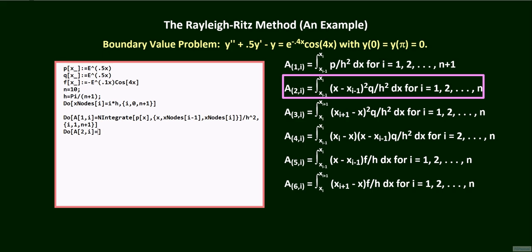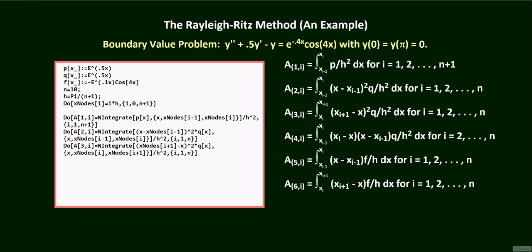a sub 2i equals NIntegrate of the quantity x minus the i minus 1th x node, or x node sub i minus 1, the whole thing squared, times q of x, and again we factor out 1 over h squared. x goes from x node sub i minus 1 to x node sub i. i goes from 1 to n.